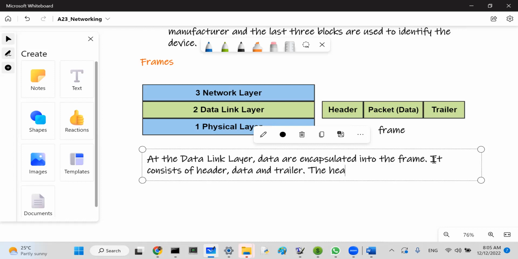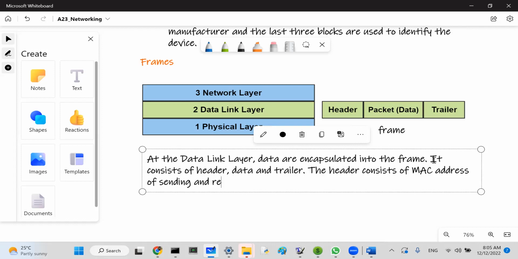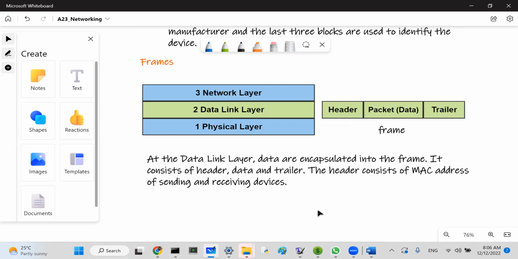The header consists of MAC address of sending and receiving devices. Okay, so we have the sending and receiving devices of this. Okay, frames we will discuss again later on. We have a separate section on discussing these different types of layers.